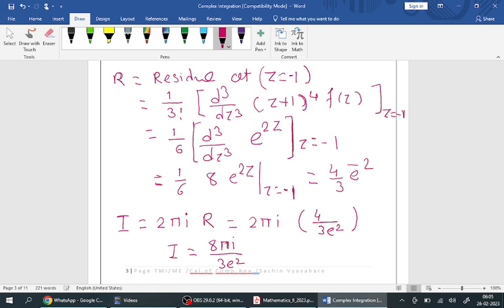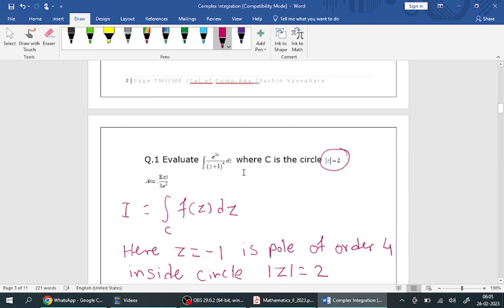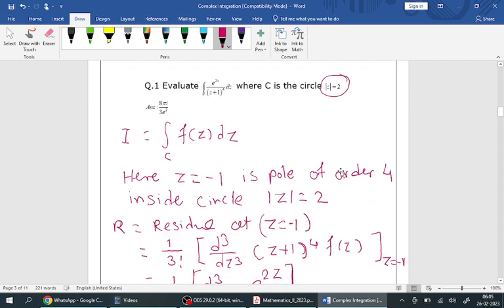So this is the value of the integral without doing actual integration. We used Cauchy residue theorem and we got the answer: 8 pi i upon 3 e square. That is the way we evaluate the integral. So that is the first question. The most important thing to focus on is the integrand f(z): just focus on the denominator only. Check the poles which are inside the circle. If they are inside the circle, calculate the residue and then use the formula 2 pi i times the sum of the residues. So that is question number 1.